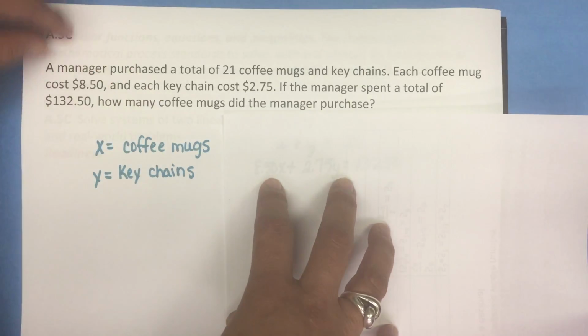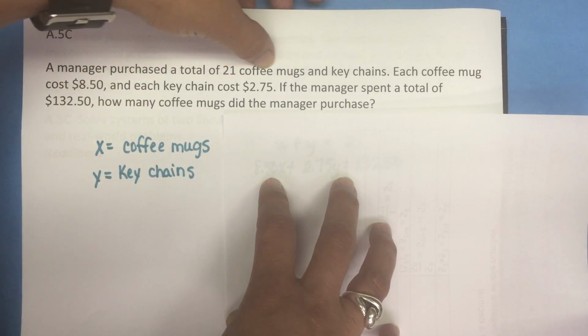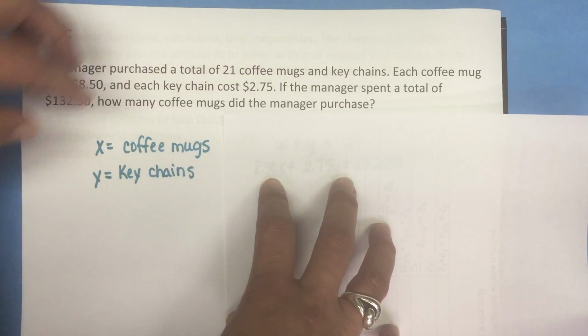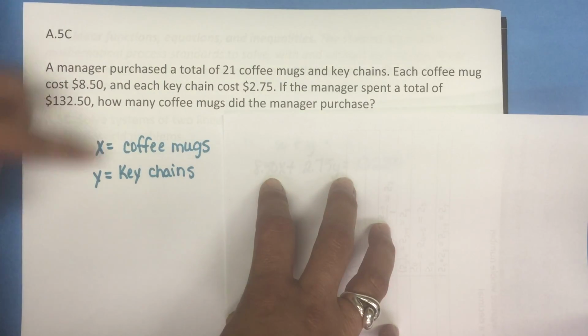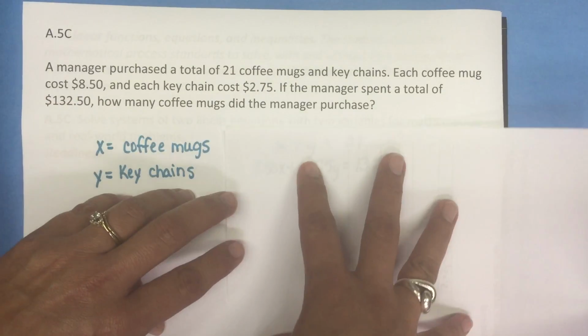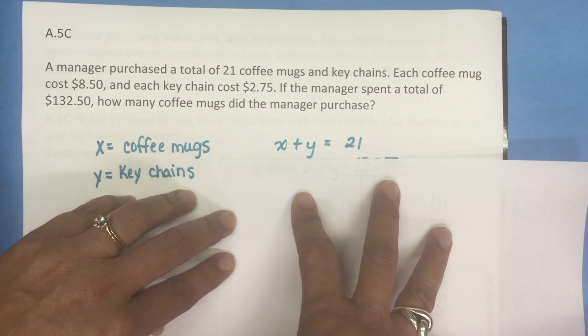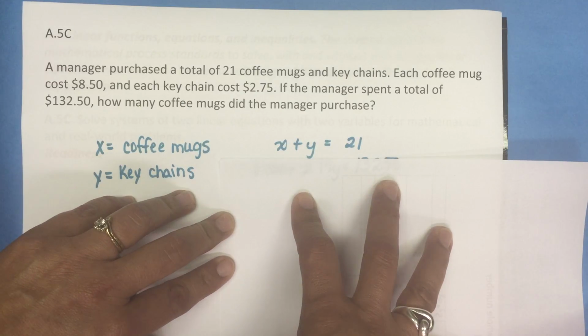Based on the first sentence, a manager purchased a total of 21 coffee mugs and keychains. If I add the coffee mugs plus the keychains, that's going to equal a total of 21. So the first equation that we can set up is X plus Y equals 21.